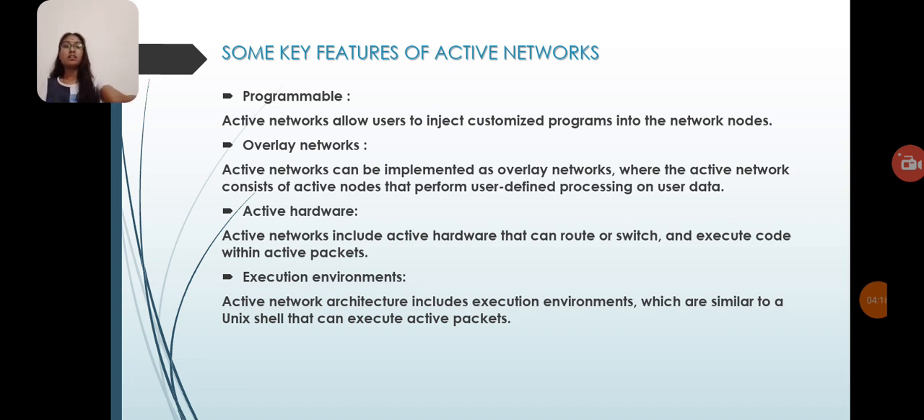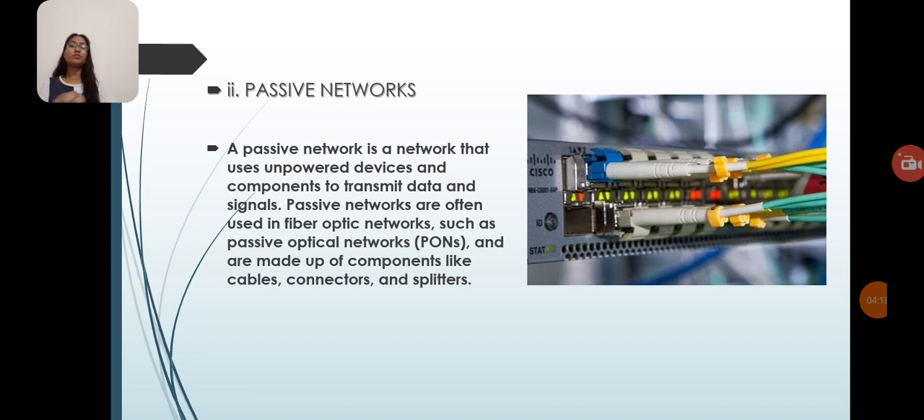And we'll know about what passive networks are. A passive network is a network that uses unpowered devices and components to transmit data and signals. Passive networks are often used in fiber optic networks such as passive optical networks (PONs) and are made up of components like cables, connectors, and splitters. In the picture we can see passive networks.